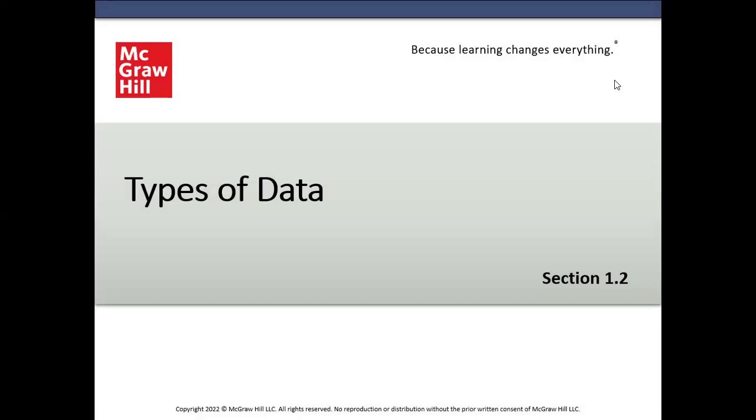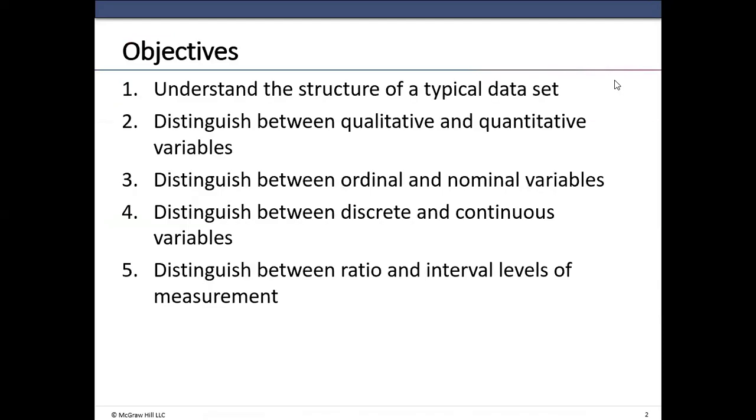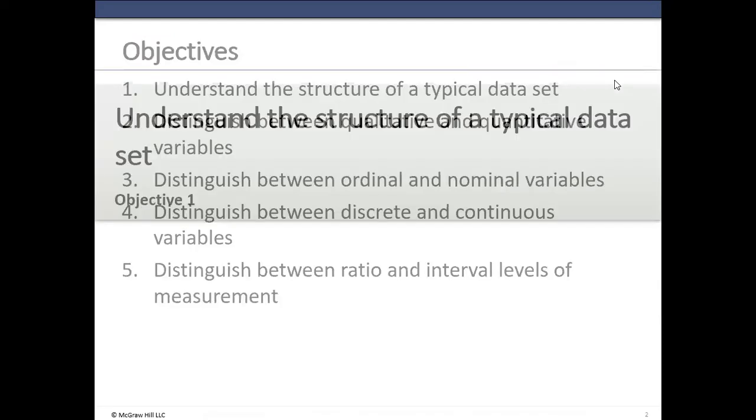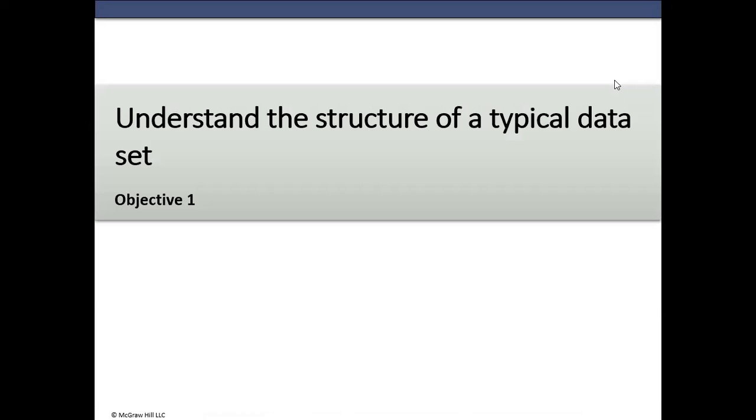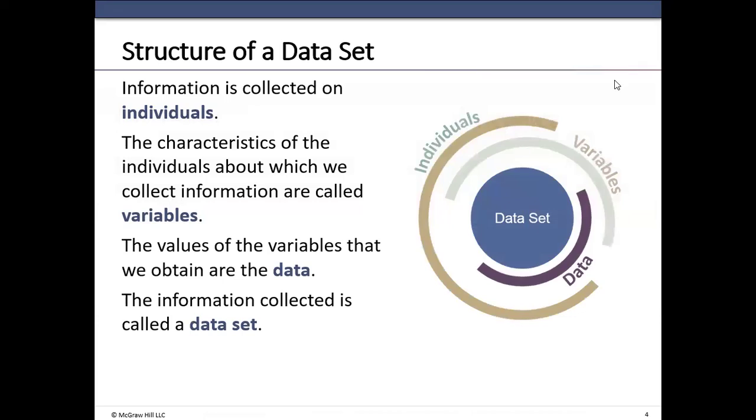So today we are going to talk about types of data. These are our objectives. The first objective is to understand the structure of a typical data set. The data set consists of information, which is in the center circle. The data is collected on individuals. Information is same as data.